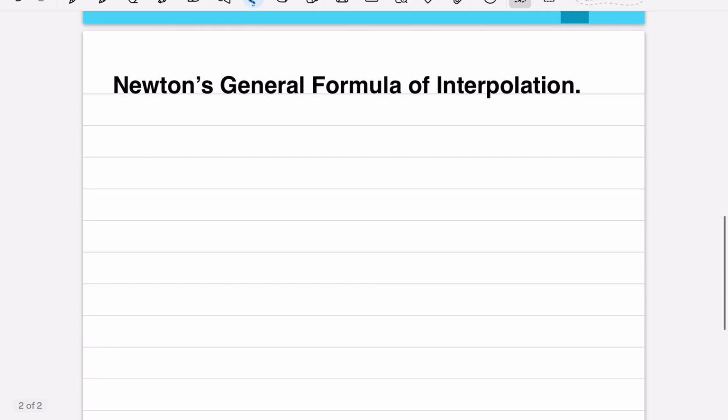Welcome to this lecture of numerical analysis. In this lecture, we will study Newton's general formula of interpolation. Before this, we have also studied Newton's formula of interpolation as well as Lagrange's interpolation formula.